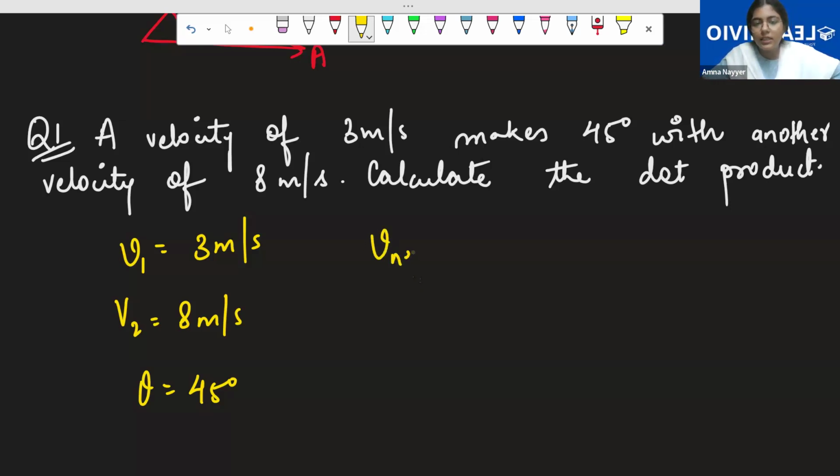The net velocity will be equal to the dot product of these two. Calculate the dot product. So V1 dot V2.